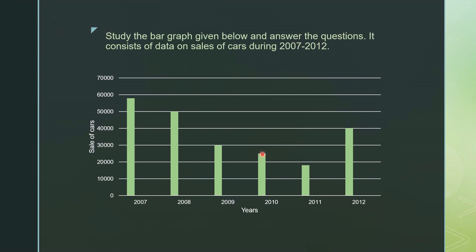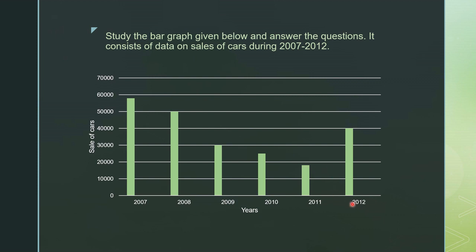So we can consider it as a 25,000 value. In 2011 the bar is greater than 10,000 but not at the middle gap of 10,000 and 20,000. It is greater than 10,000 and less than 20,000, and we can easily consider it as 18,000.